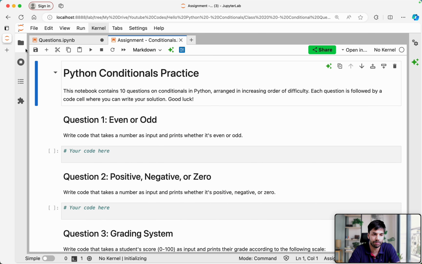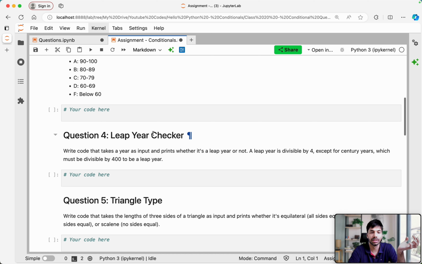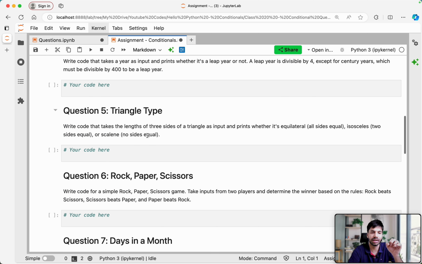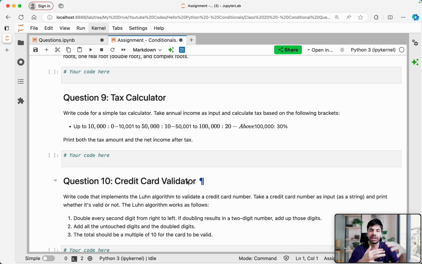It has 10 questions in increasing level of difficulty. You will see, even and odd, very easy. Now positive, negative, zero, grading system, leap year checker. Again, I'm asking, please make sure that you see the video and then code it. Don't just copy the code which I have given. Then all these other questions, and the last one is also pretty good, credit card validator. So you will understand exactly how these things are used in the industry and everywhere. That is the way I have given you these things, and I have made sure that I'm explaining everything with its usage in real life as well as in industry, with an intuition-based approach to understand everything.